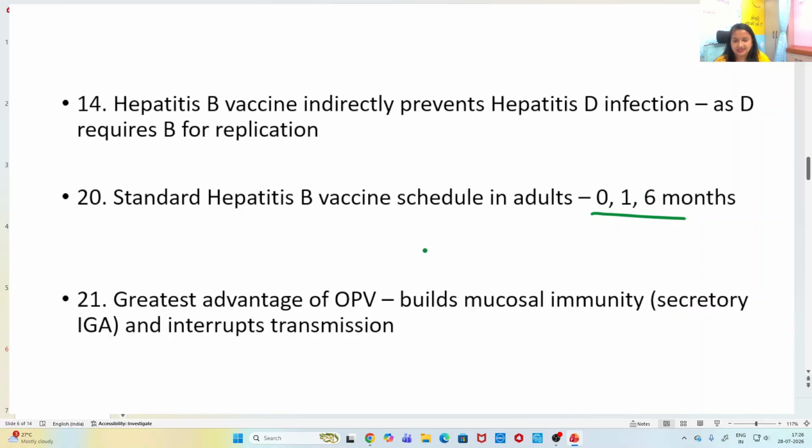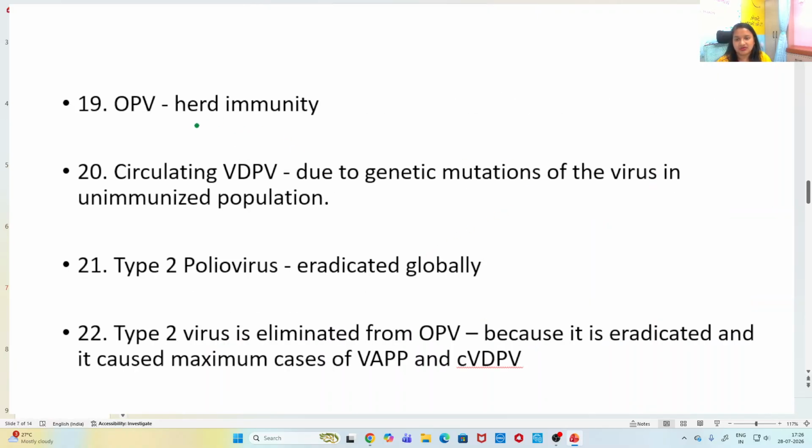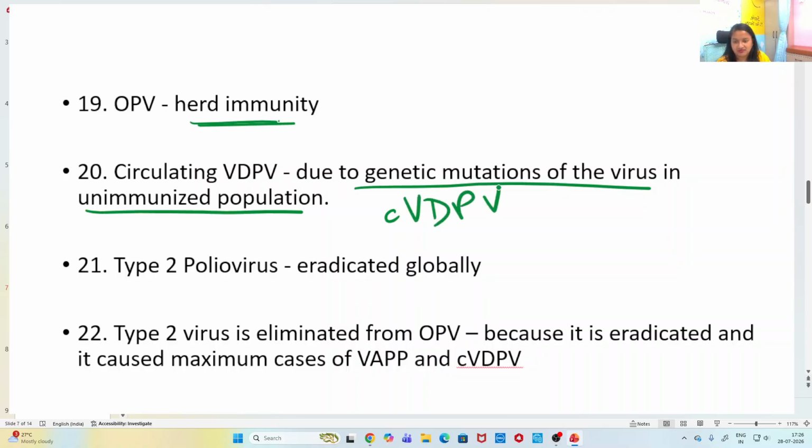Greatest advantage of OPV is that it builds mucosal immunity, the secretory IgA, and it interrupts transmission. The phenomenon of herd immunity is seen with oral polio vaccine. Circulating vaccine derived polio virus is caused by genetic mutations of the virus in an unimmunized population.